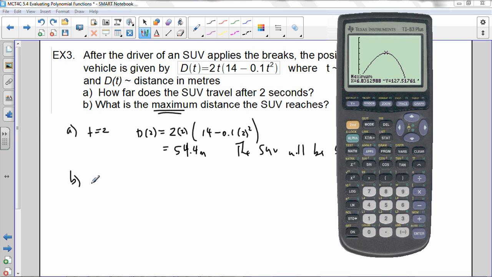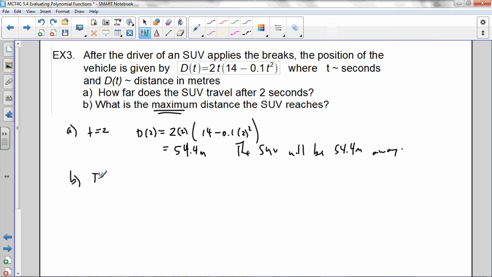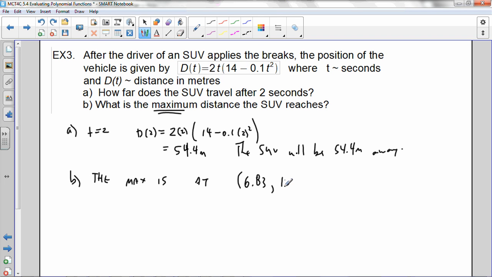So the max is at 6.83 seconds, 127.5. So the SUV reaches 127.5 meters after 6.83 seconds. Now I want to mention something. That's it. That's all we had to do.